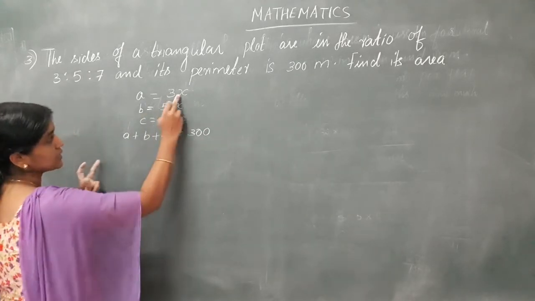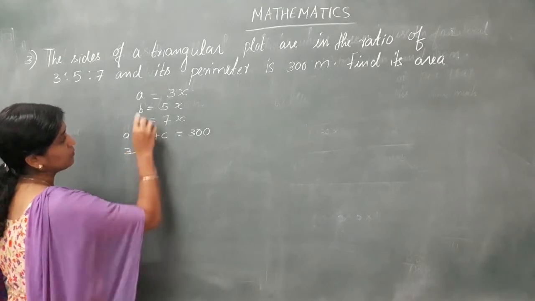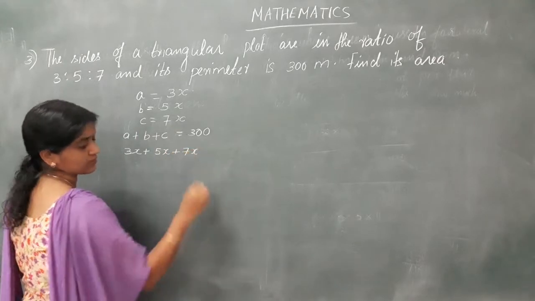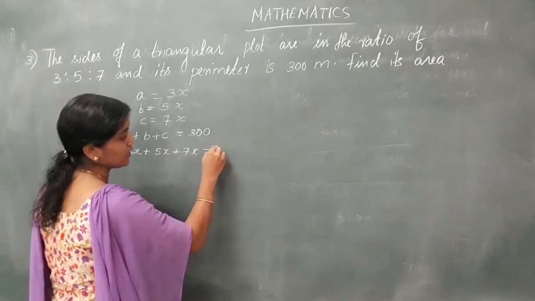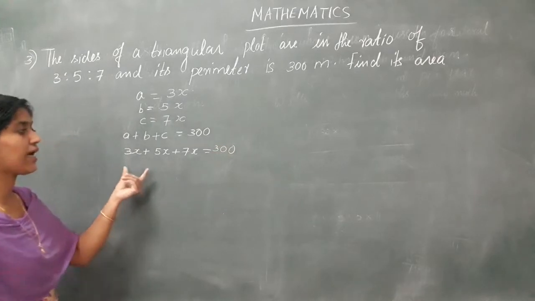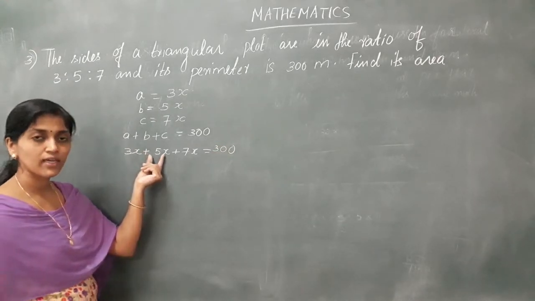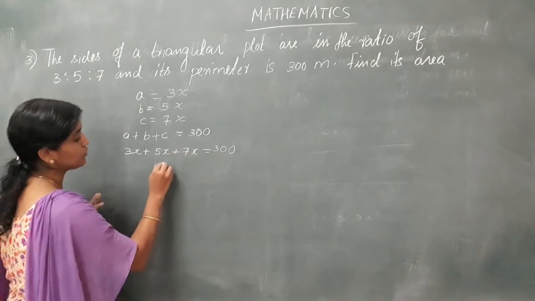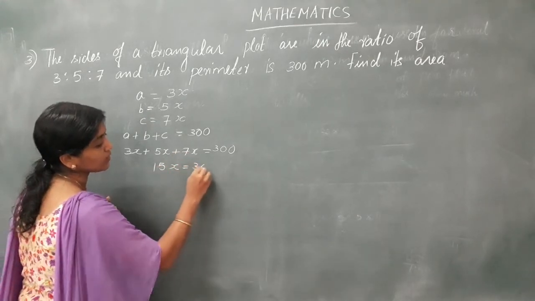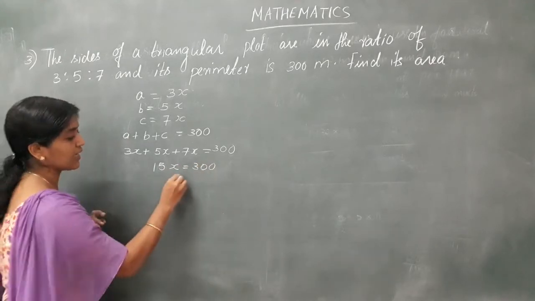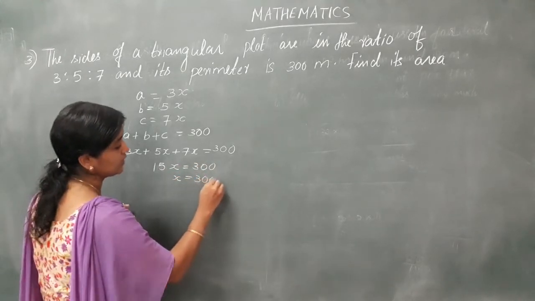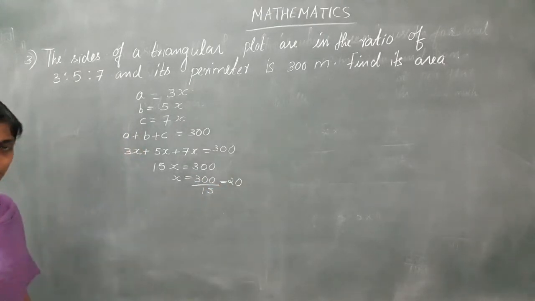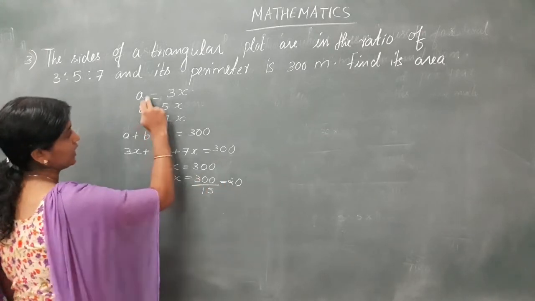So A is 3x. Now B is 5x. Then C is equal to 7x. So this is equal to 300. So what you get here adding 3 plus 5, 8. 8 plus 7, it is 15. So here you get 15x is equal to 300. Which means you get x is equal to 300 by 15, which is 20. Clear?